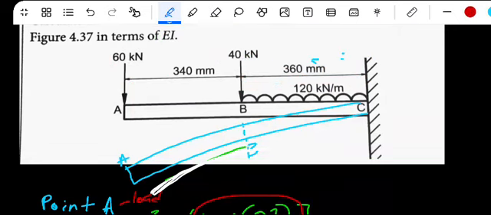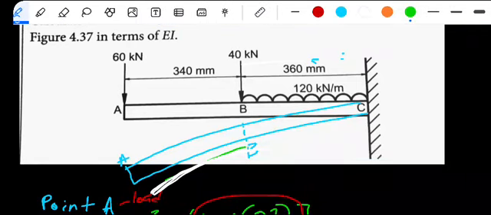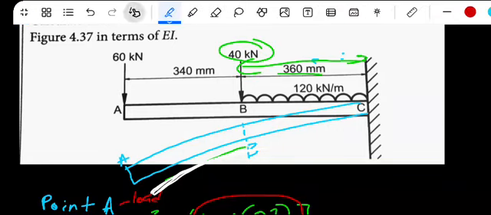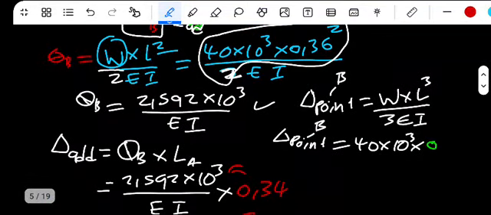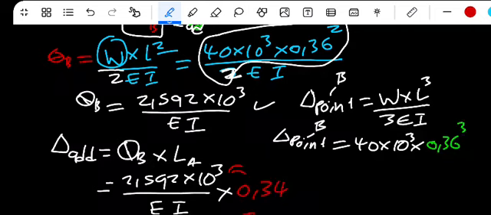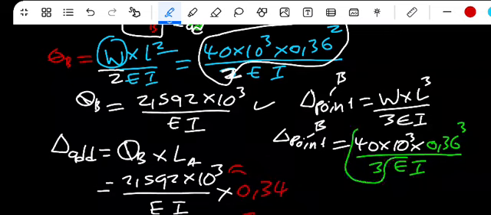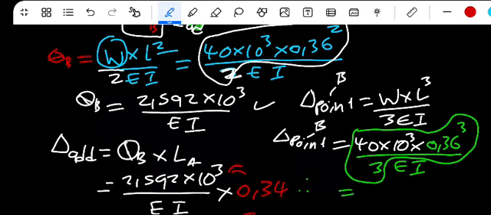Will be this one. Obviously 3/6, and then whereby it's the same as 0.36 cubed divided by EI. So you punch this on the calculator, you'll have there for the deflection, that will be equals to what?